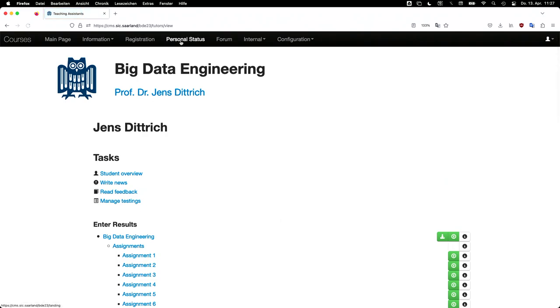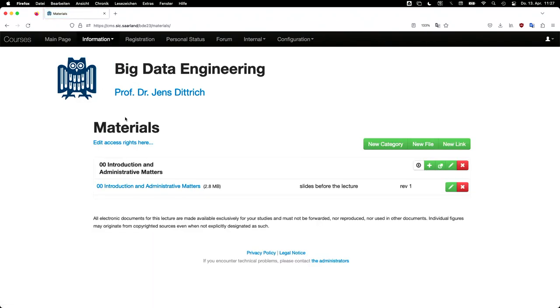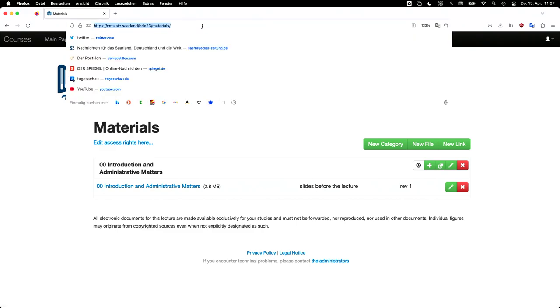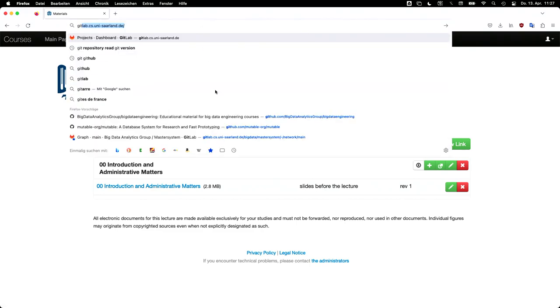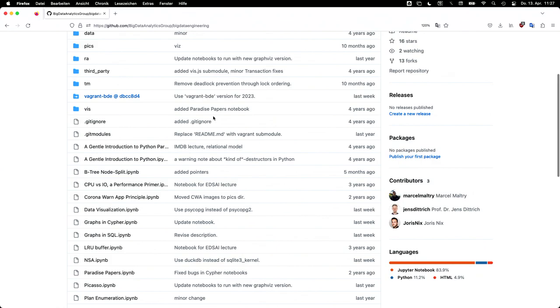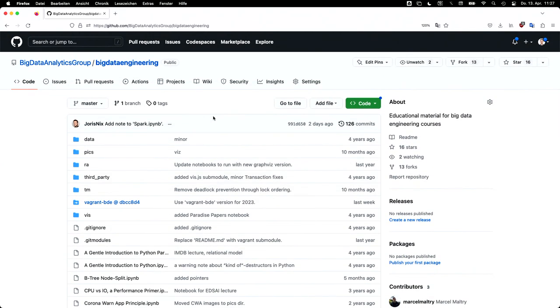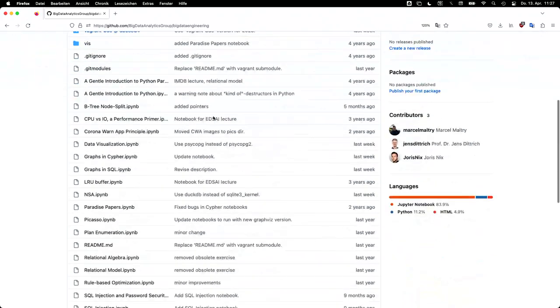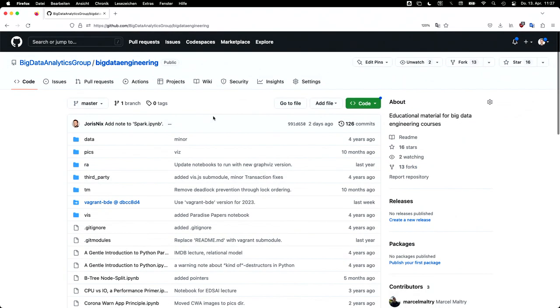Other than that, you have personal status pages. You have possibilities to upload stuff, particularly assignment sheets. The assignment sheets will all be in the material section. Also the Jupyter notebooks will be here, except that we have a GitHub repository, here it is. There's a link in the slides where you will find all the Jupyter notebooks that I will be using in this lecture. It's all public and you can download the stuff here. There might be additions here and there, but if you already want to look at that stuff, you can go to that GitHub page. I think that's it basically from my side.